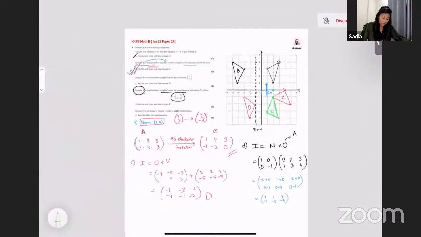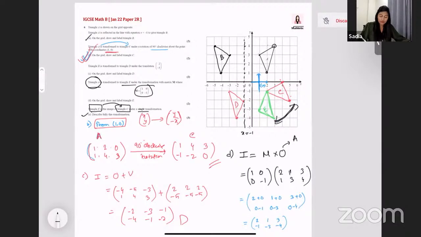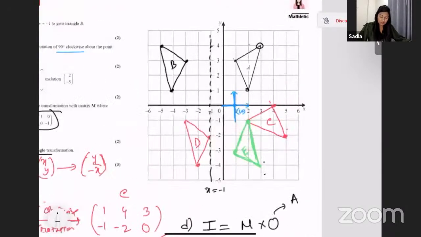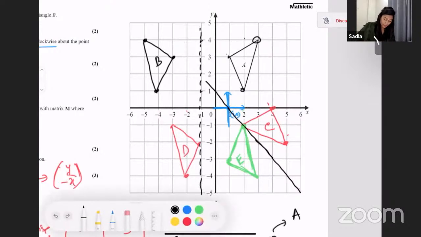And for the last portion, we need to describe the transformation. Triangle E is the image of triangle C under a single transformation. So if we just look at these two triangles, it's pretty much obvious that it's a reflection, right? You can clearly see that the line of reflection is supposed to be in the middle. The distance between the line of reflection and the object and image should be equal. So you can just join these points diagonally, the diagonal of each box, to get the line.